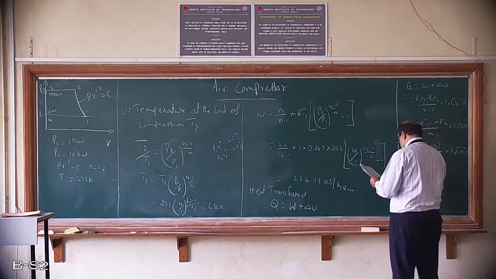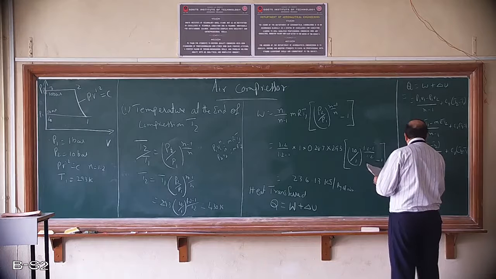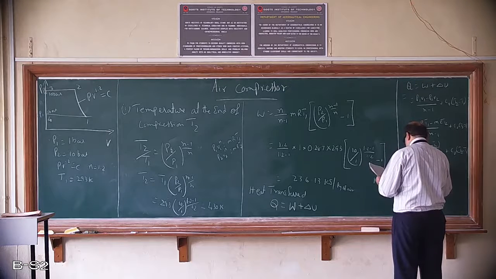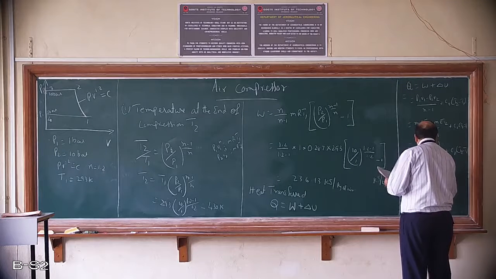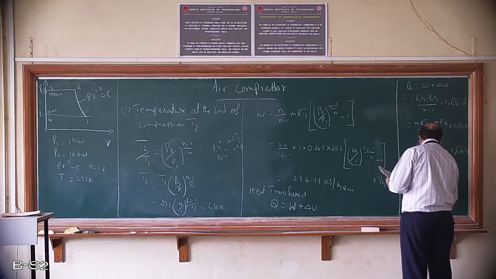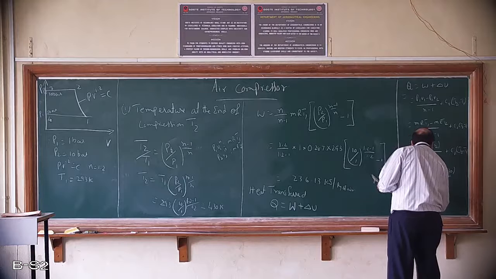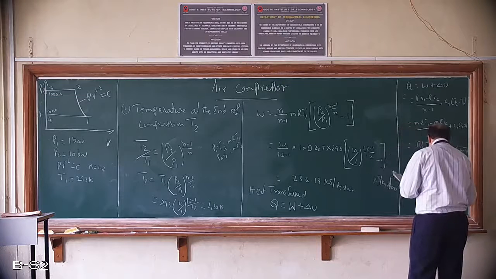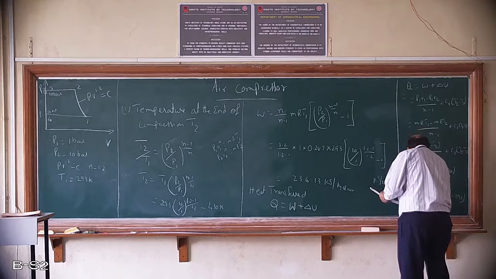So this will be 0.287 into (293 minus 430) divided by (1.2 minus 1), plus Cv, where we can take the value of Cv as 0.718, into (T2 minus T1), that is 430 minus 293. So the value we get here will be negative.